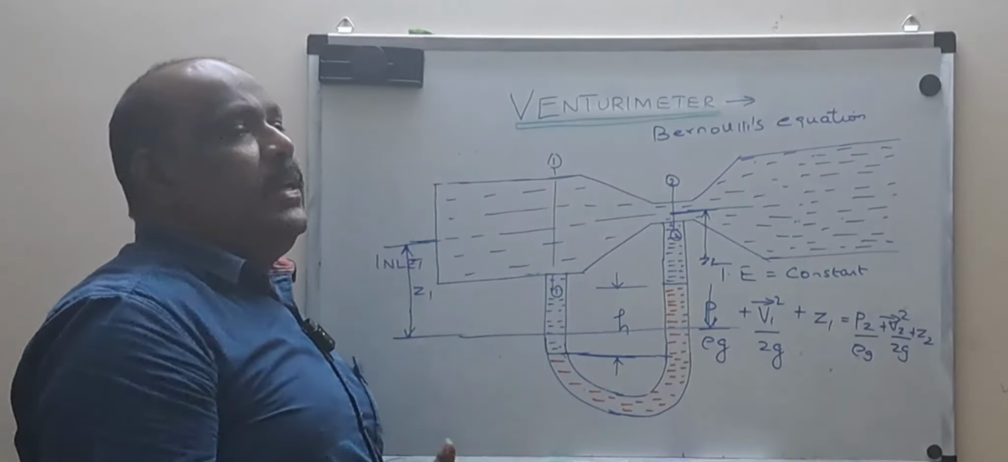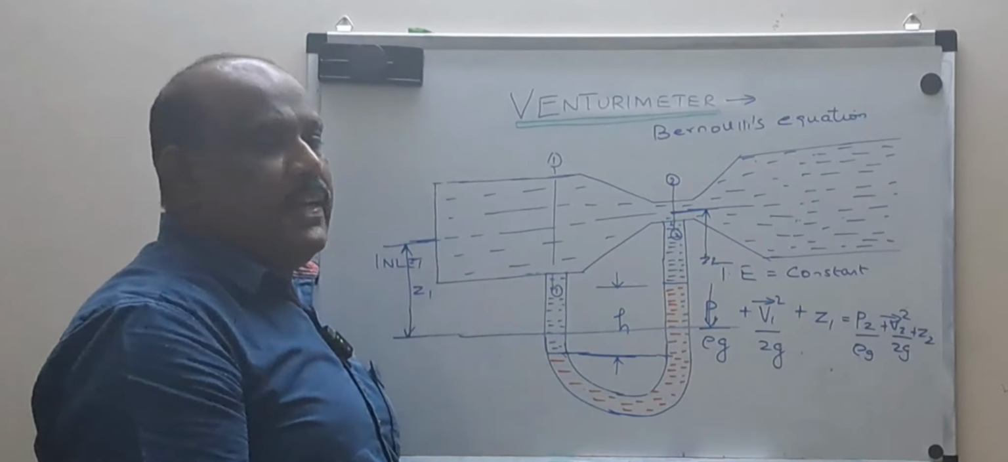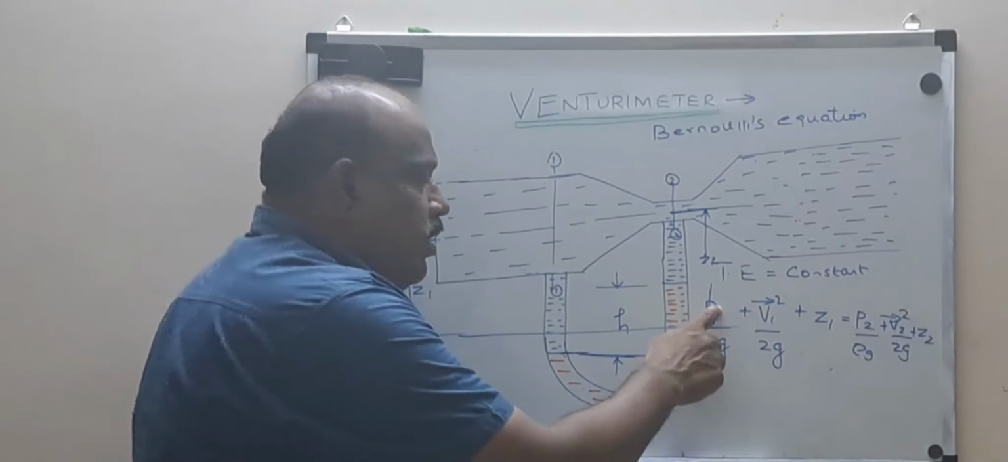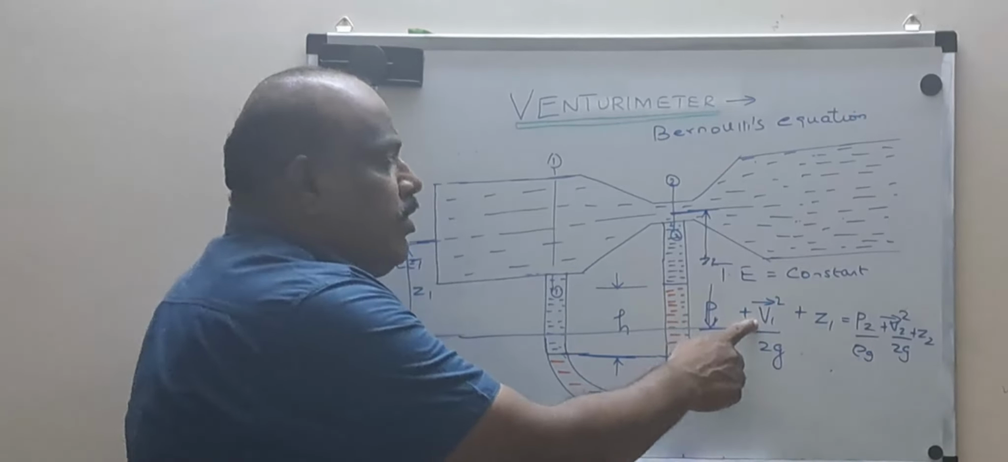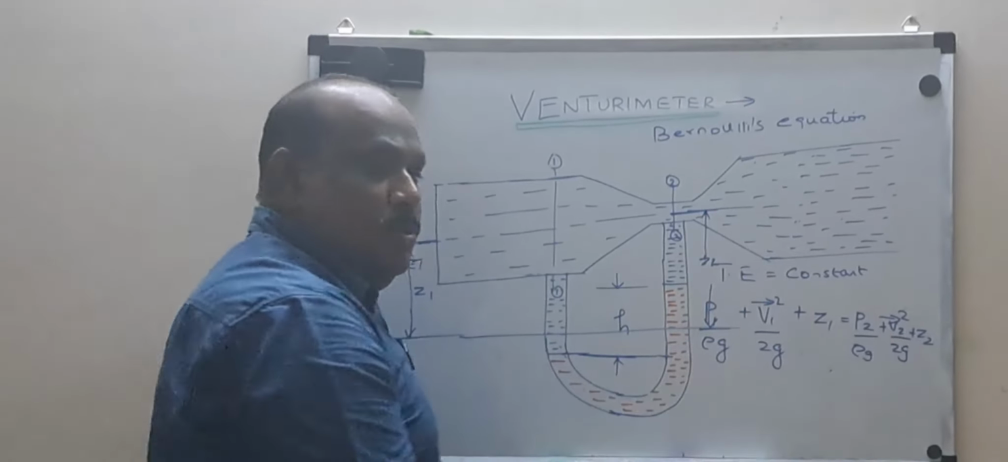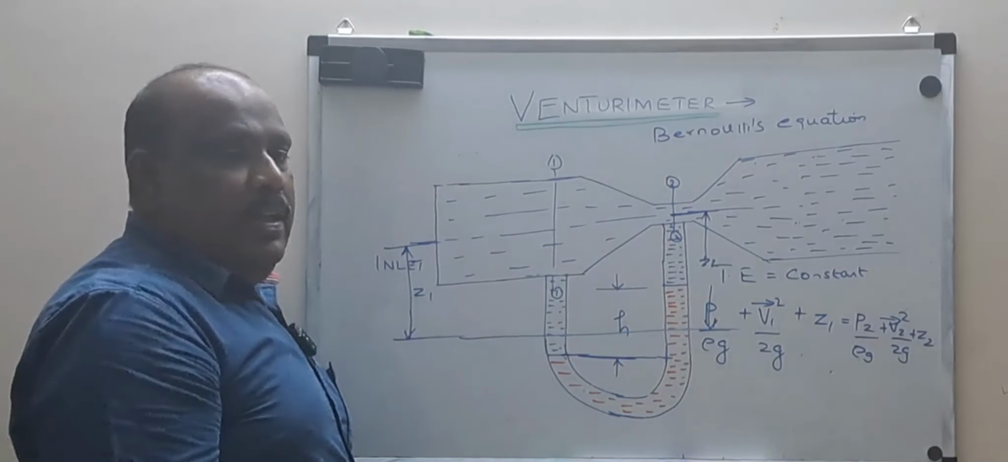What does Bernoulli's equation say? The summation of the pressure energy plus kinetic energy plus datum energy, or potential energy, will be the same. Which is nothing but P1 by rho g plus V1 squared by 2g plus Z1 equal to P2 by rho g plus V2 squared by 2g plus Z2. Now what about Z1 and Z2? Are they the same or different?